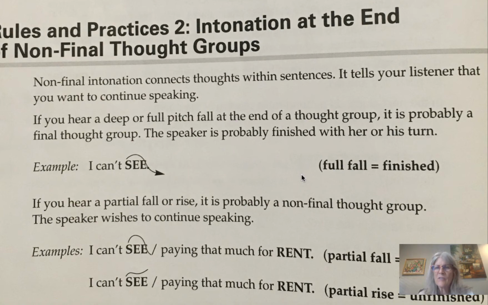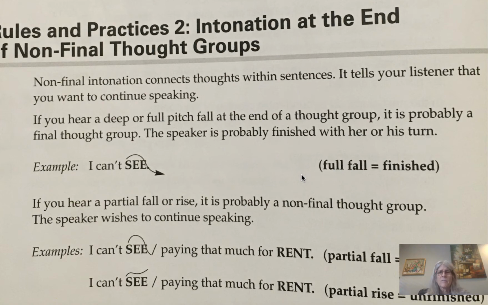So we have some ideas when we get to the end of final or non-final thought groups. This one is intonations at the end of non-final thought groups. And it's going to give you a hint here. It says non-final intonation connects thoughts within sentences. It tells your listener that you want to continue speaking. So it kind of holds your turn to speak. We just have this way of having either a lift to say, okay, I'm at the end of this thought group, but it's not my final thought. So don't interrupt me. I want to say more. Okay? Now, we interrupt each other all the time, but if we catch the clue from the speaker, then to be polite, we will wait and then let that speaker continue that non-final thought group until he or she gets to the final thought group.